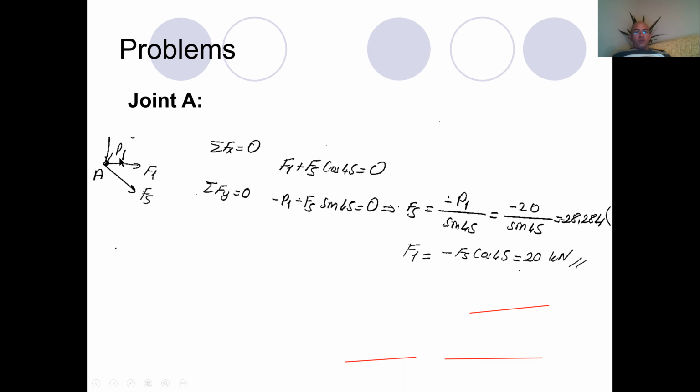So at joint A, I have external load P1. It's in negative y direction. I have F1 and F5. Sum of the forces in x direction is equal to 0. Now from here, I can easily say that F1 plus F5 multiplied by cosine 45, because member 5 makes an angle of 45 degrees, is equal to 0. And if we write the sum of equilibrium equation for y direction, minus P1 minus F5 multiplied by sine 45 is equal to 0. Now from this equation, I can easily find F5. F5 is equal to minus P1 divided by sine 45.